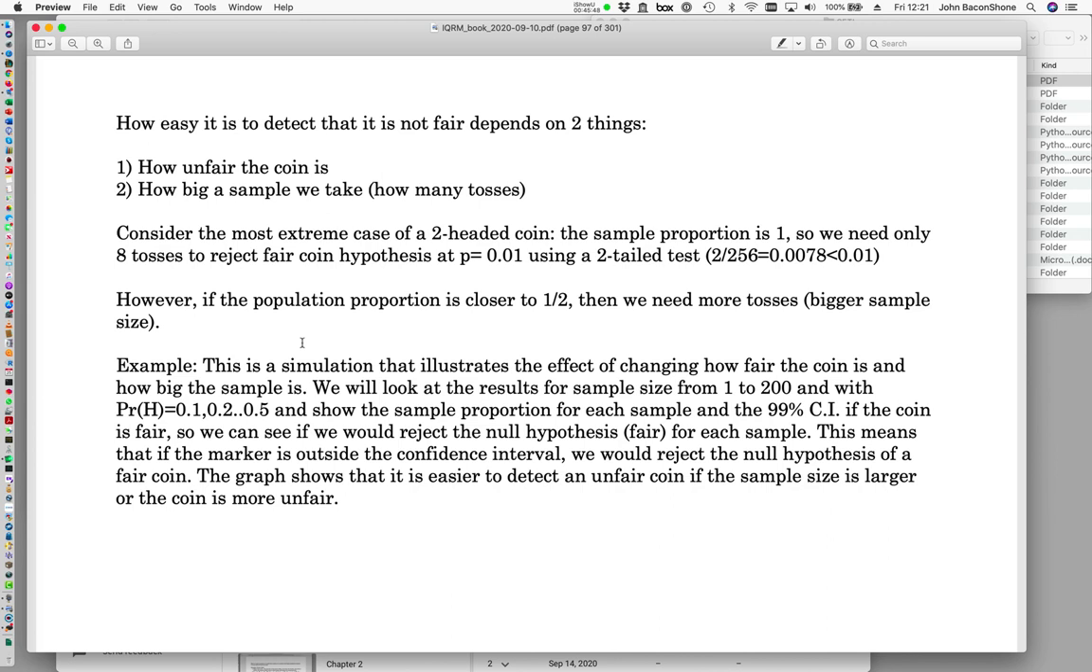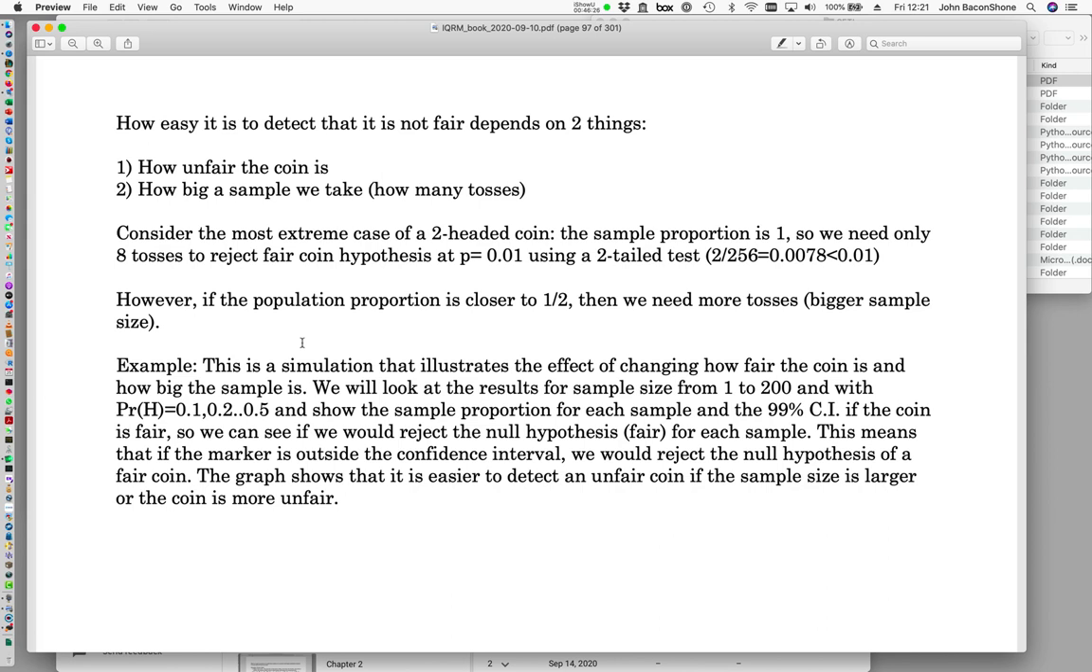And we're going to also look at different levels of unfairness of the coin. So I'm going to look at probability of head running from 0.1 up to 0.5. And then for each of our samples, we're going to show what the sample proportion is and the 99% confidence interval if the coin is fair. So clearly we will reject the null hypothesis if our sample proportion is outside the 99% confidence interval. Okay, so let's have a look at this graph.